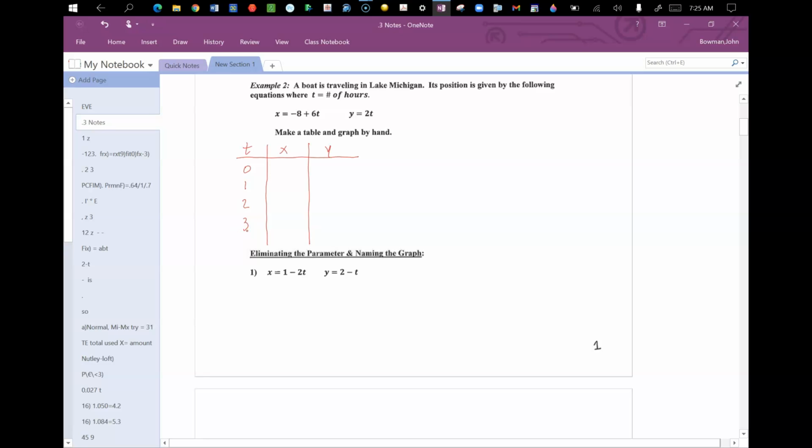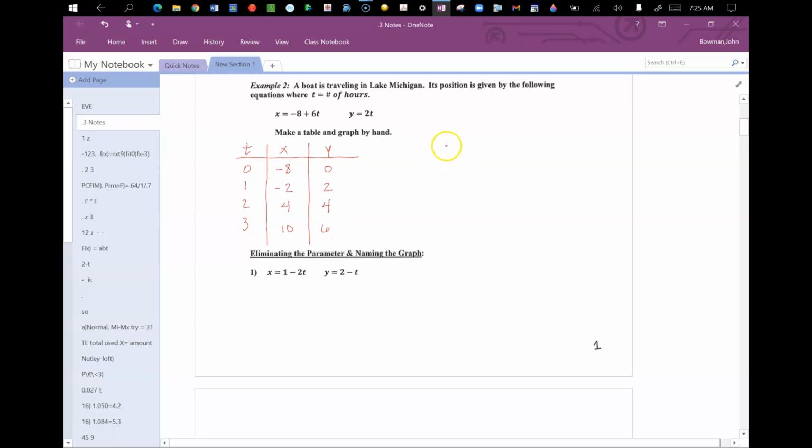So let's plug those values for t into the equations for x and y and see what we get. At time 0, x is -8 and y is 0. At time 1, x is -2 and y is 2. At time 2, x is 4 and y is 4. And at time 3, or 3 hours, x is 10 and y is 6.